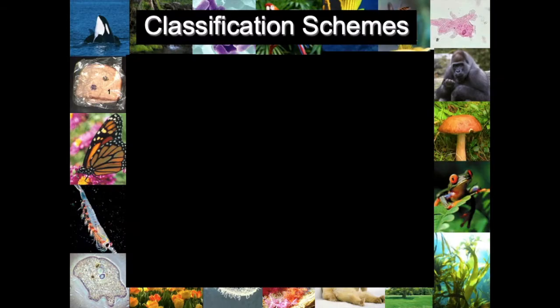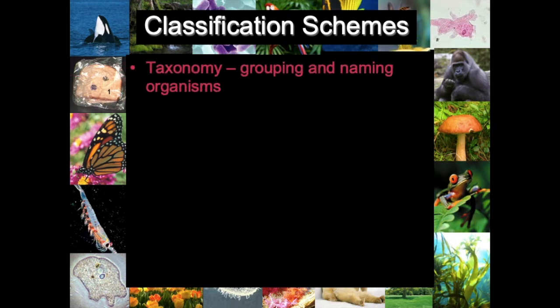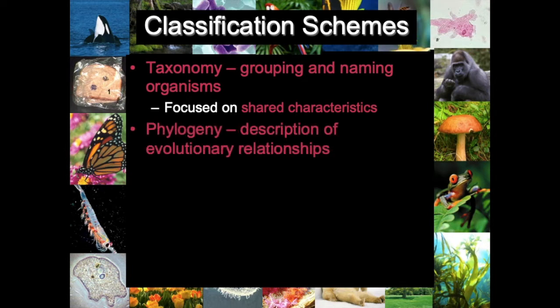So first off, when we talk about classification, which is what we're talking about, there are two major schemes. The first one is taxonomy. It's basically a way of describing, grouping, and naming organisms. You'll watch more about that in a video coming up, but basically it's shared characteristics. So way back in the day, mushrooms and trees would have been grouped together because they both are stationary in the ground. Now we know that, even just by characteristics, they should be different. And so this is looking at characteristics.